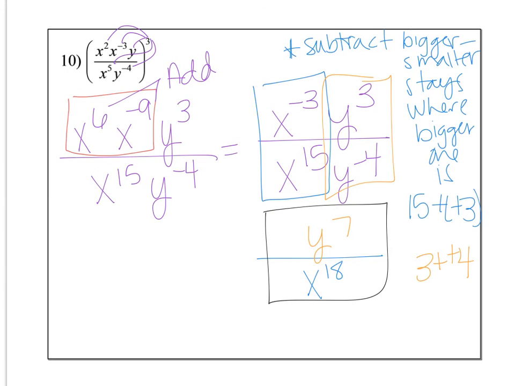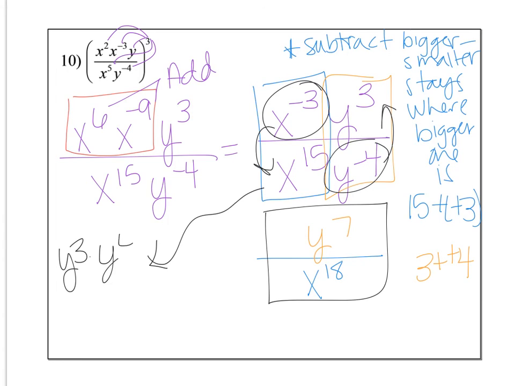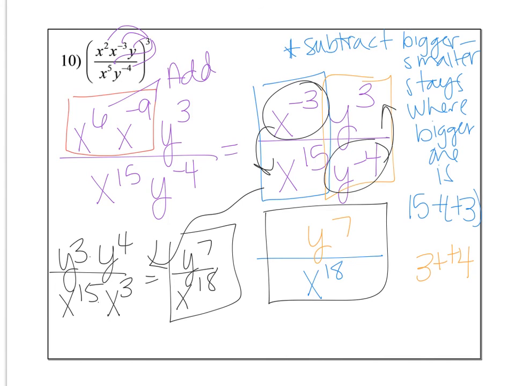Now the other thing you could do, if you don't like the subtracting thing, is you could move things. I can give you a little other option over here. You could take the negatives and move them. Move this here, move that there. You'd have y to the 3rd times y to the 4th on the top. You'd have x to the 15th times x to the 3rd on the bottom. And you still get the same answer. So there's always more than one way to do these. It's just making sure you're using the rules properly. You're multiplying where you're supposed to multiply, adding where you're supposed to add, subtracting where you're supposed to subtract. And then just making sure that you don't leave any negatives in your final answer.